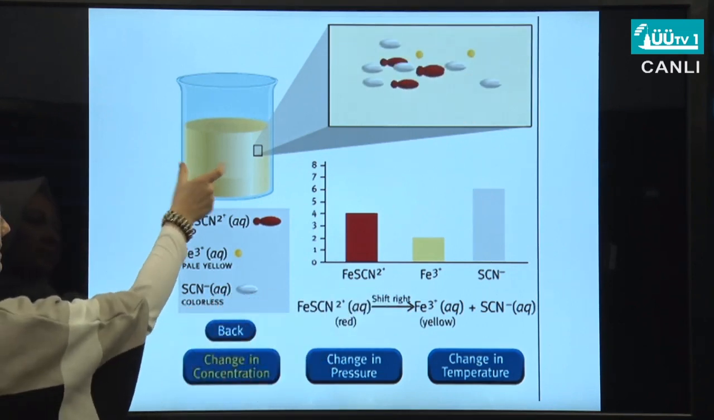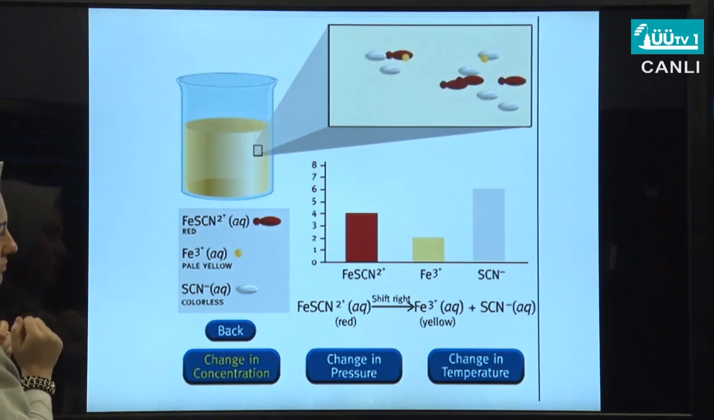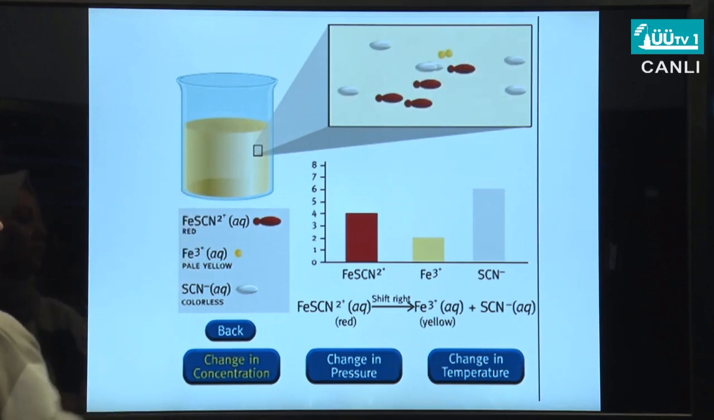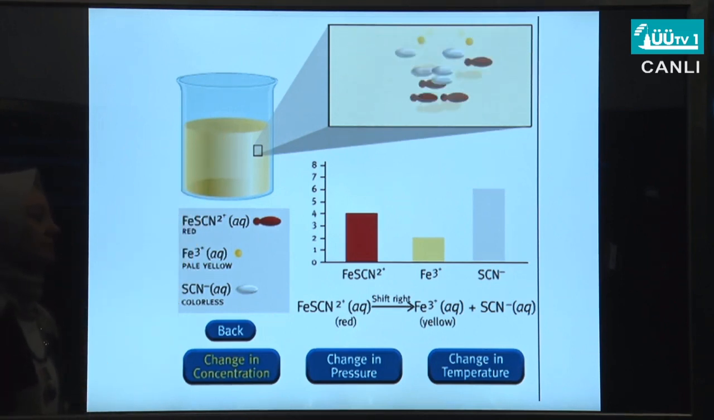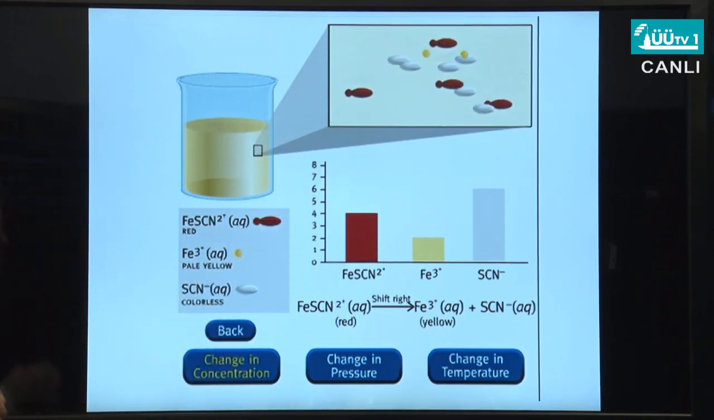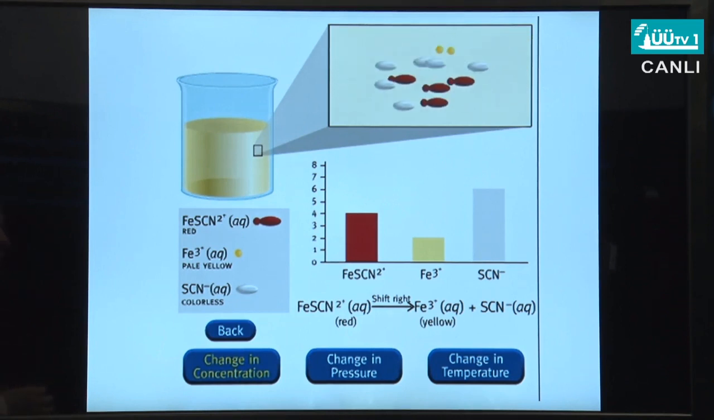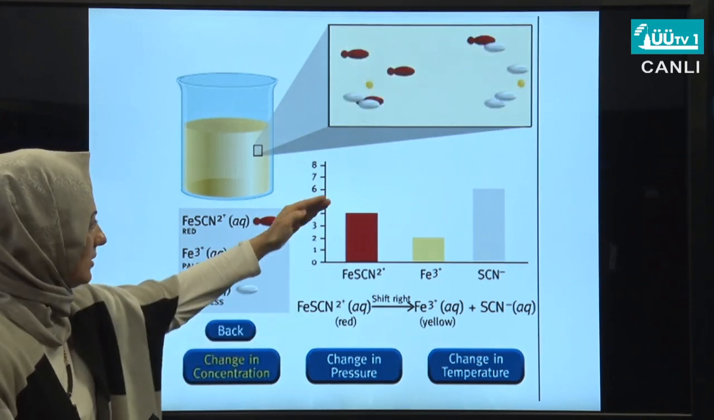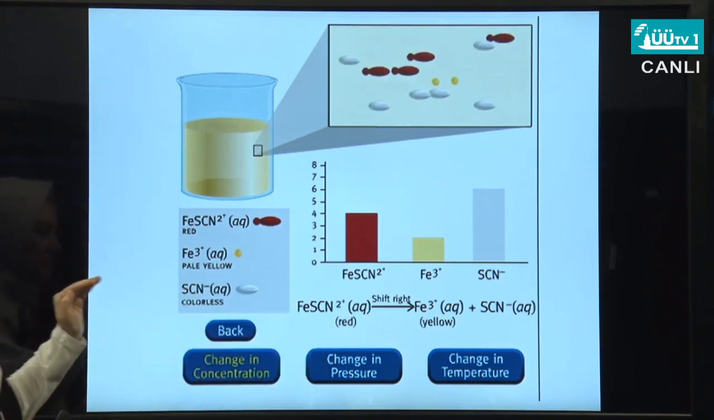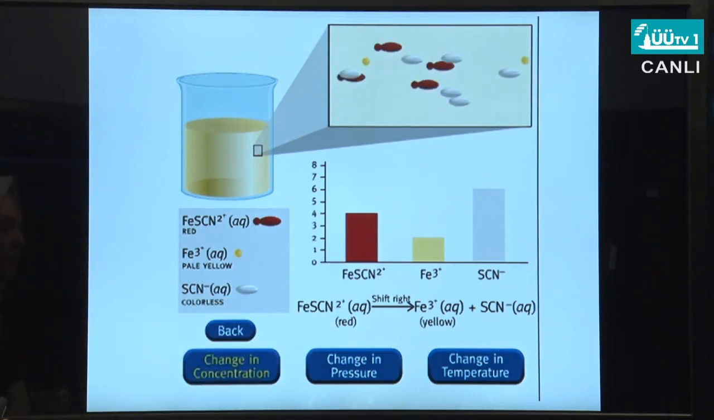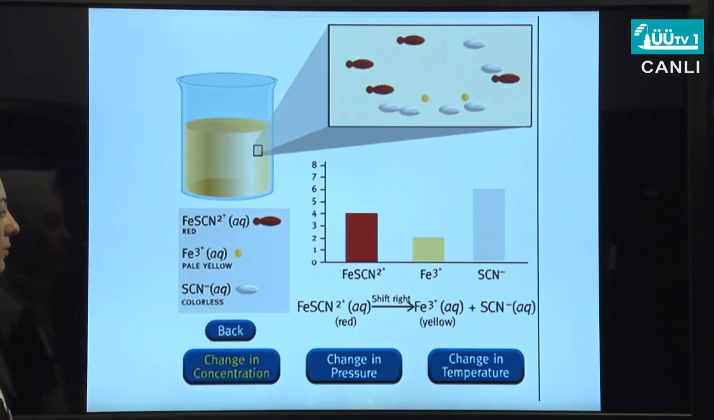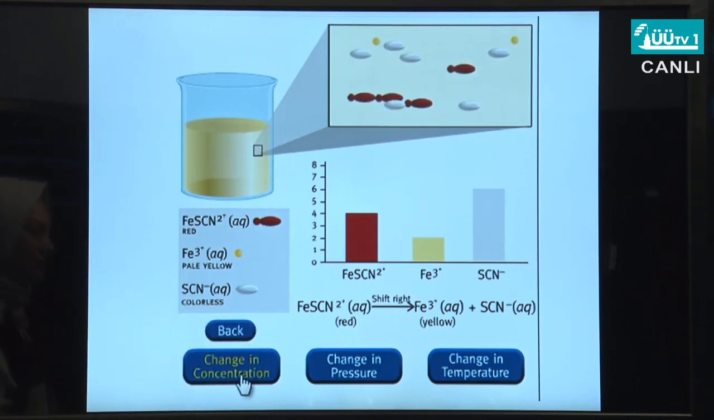As you can also see from the color change of our reaction medium, as more iron plus 3 ions are being formed, the color will get yellow. Also, you can see more iron plus 3 ions are being formed now. And you can see that iron thiocyanate concentration drops, whereas the others are increased, since the system shifted to the right. Now we are also going to investigate the change in pressure and also the change in temperature.